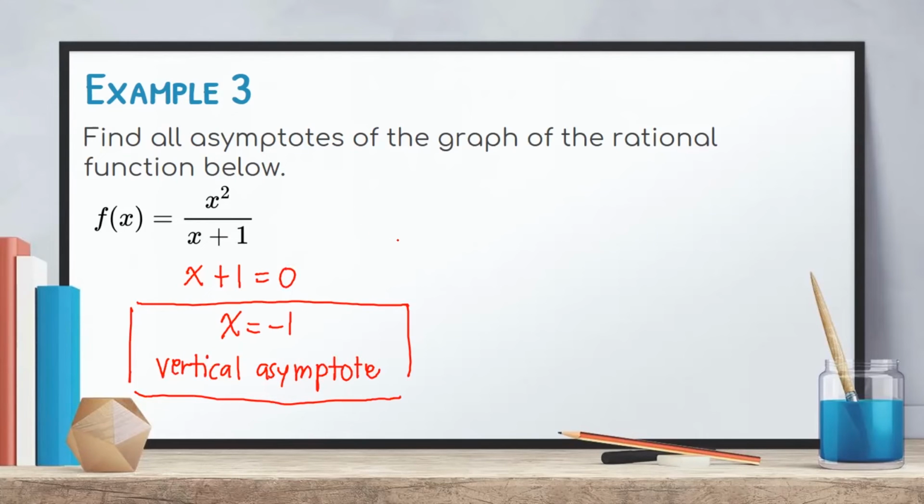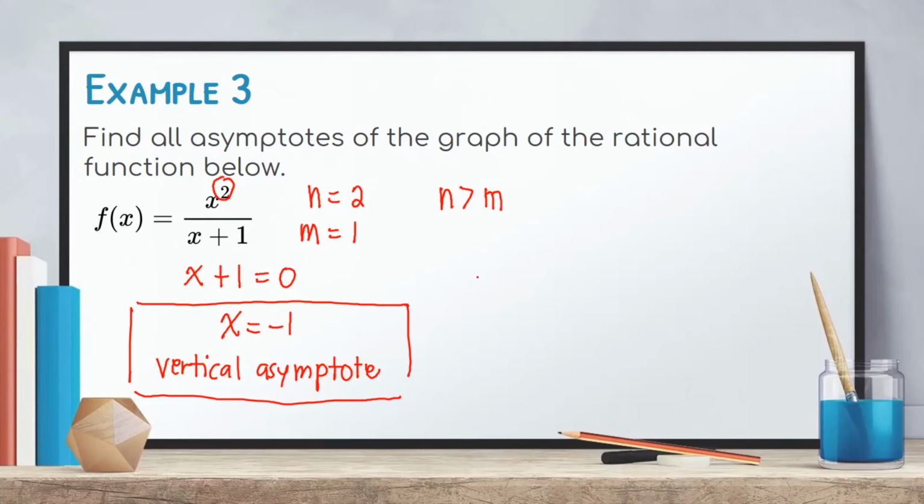Moreover, for the horizontal asymptote, notice that the degree of the numerator is 2, so we can say that n is equal to 2. And the degree of the denominator is 1, so we can say that m equals 1. For this case, notice that n is greater than m, so it satisfies the third condition.